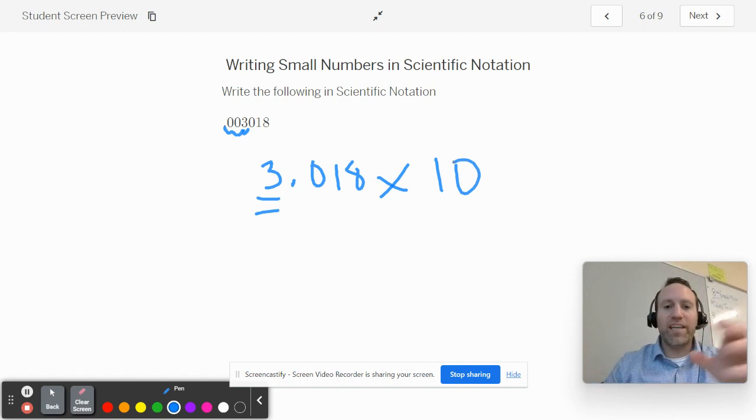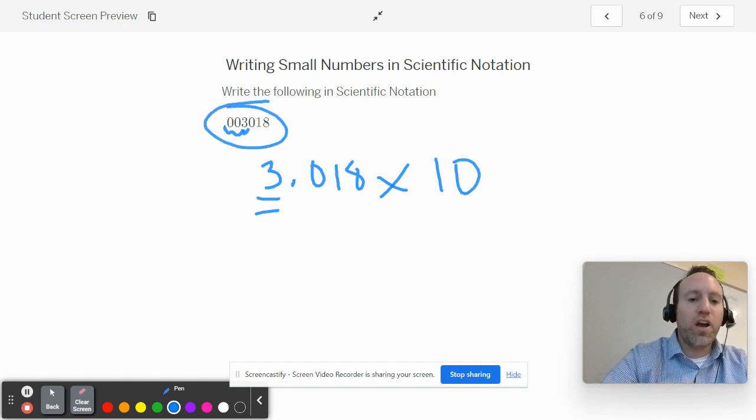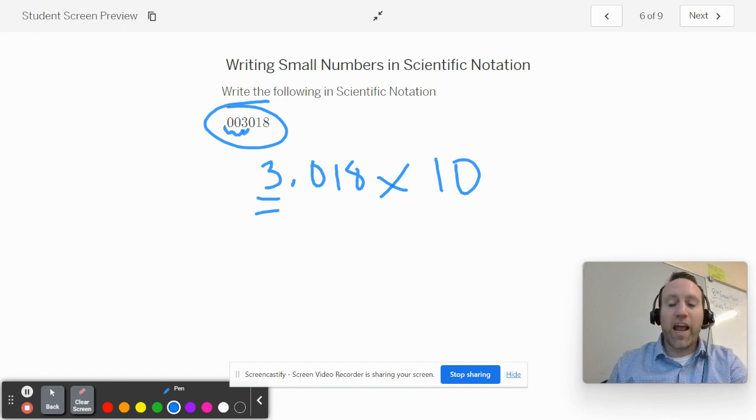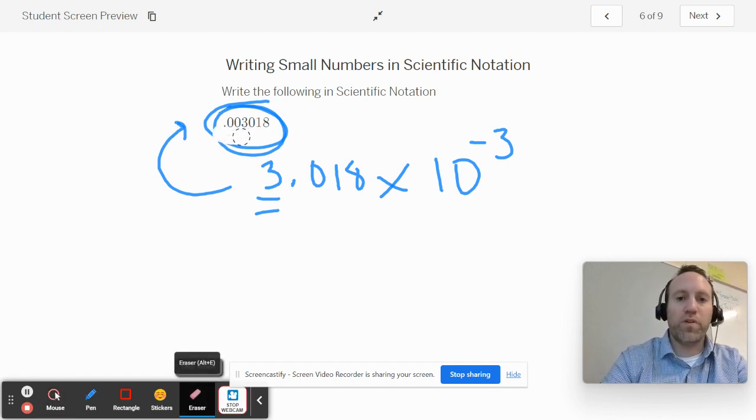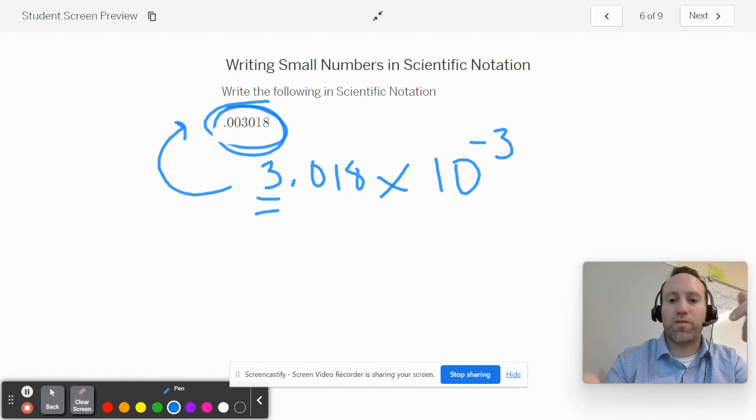But if you look, this is a very small number, 0.003, and I made it become bigger. I made 0.003 become bigger by making it turn into 3. I need to counteract that by giving a negative exponent. If you think about it, to go back, a negative exponent would tell me to move the decimal to the left, and that's exactly what I would do to end up back where I started. And if you recall, that was 0.003. So you could always check your answer by going backwards.